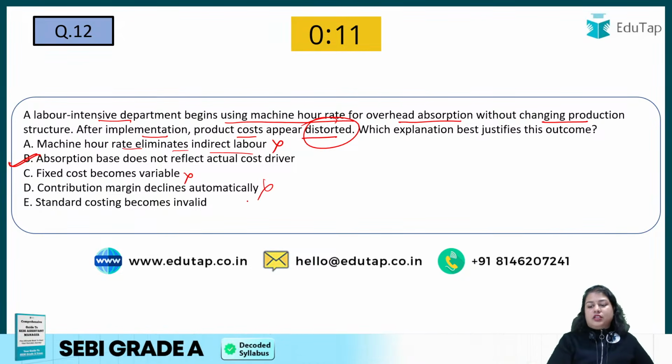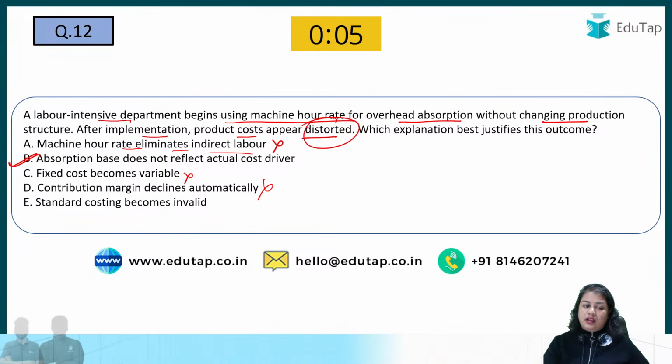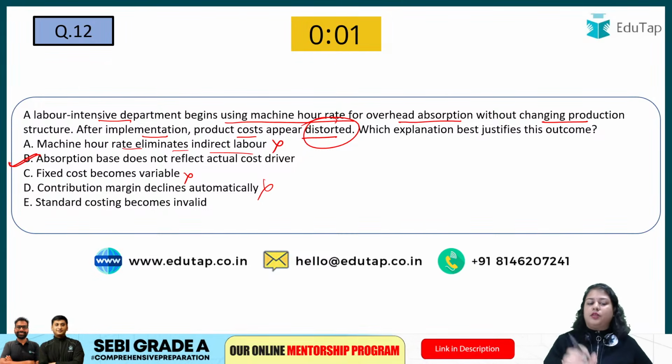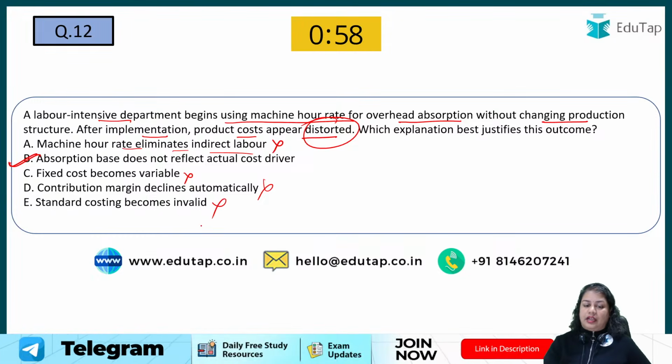Then standard costing becomes invalid. No, we have already set a predetermined rate. So it is not like the standard costing will become invalid. Here the absorption base is not the correct one. It does not reflect the actual cost driver. So the answer is option B.